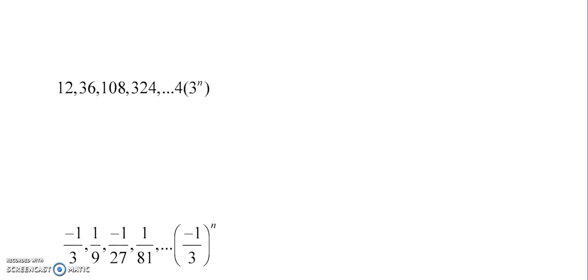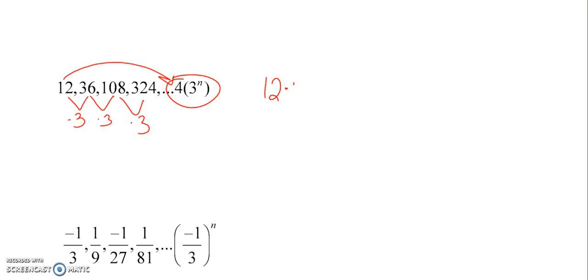Here, your first term, now we have to be careful. Essentially your common ratio here is 3, right? Your common ratio is times 3, times 3, times 3. But if you notice, this formula doesn't have the n minus 1 in there. But it also doesn't have the 12 in there either. So one way to write this would have been 12 times 3 to the n minus 1. That's a correct way to write this formula. These two are equivalent.